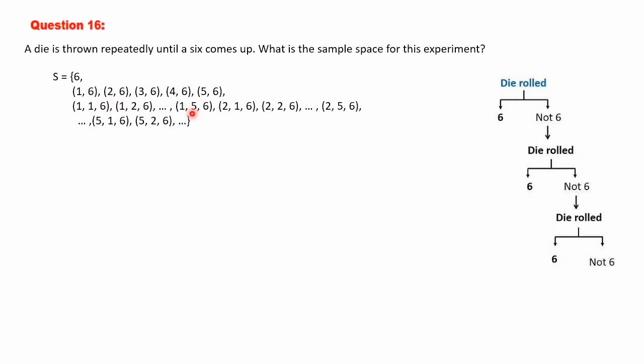If you are going to the third, in the sense of first 2 you are not getting 6, means 1, 1, 6, 1, 2, 6, 1, 3, 6, 1, 4, 6, 1, 5, 6. Then again with the 2 we can start 2, 1, 6, 2, 2, 6, 2, 3, 6 etc. And 5, 1, 6, 5, 2, 6, it goes like this. So this is the sample space.